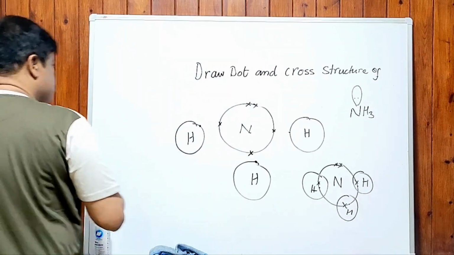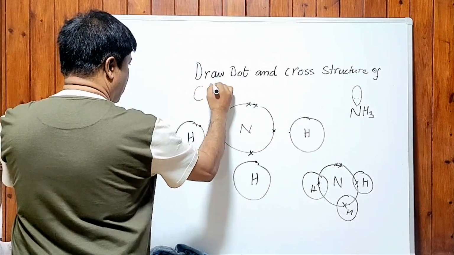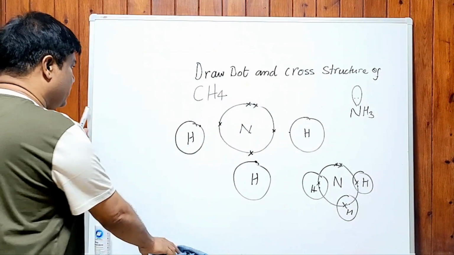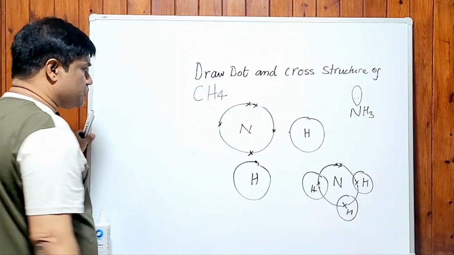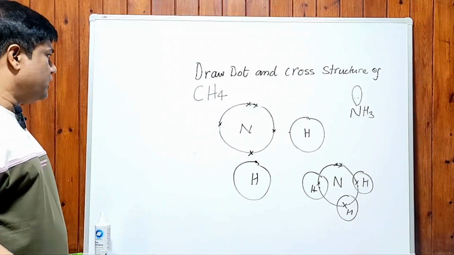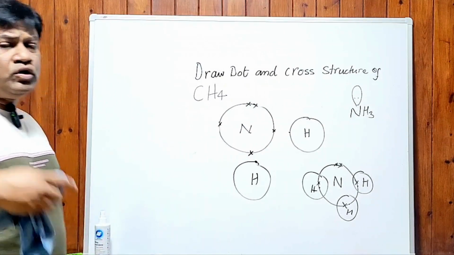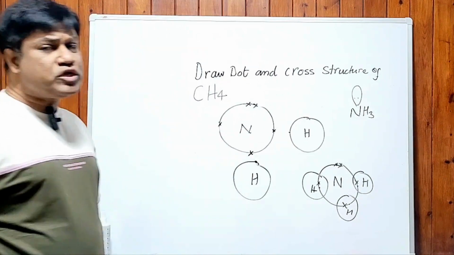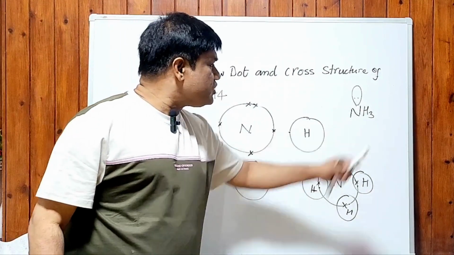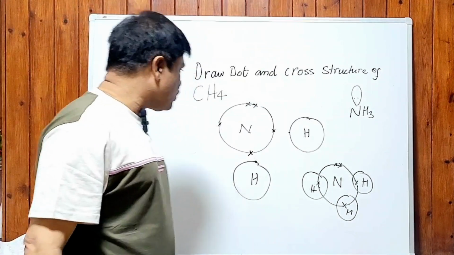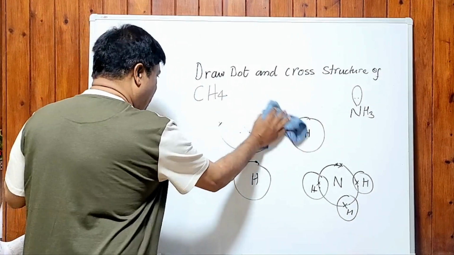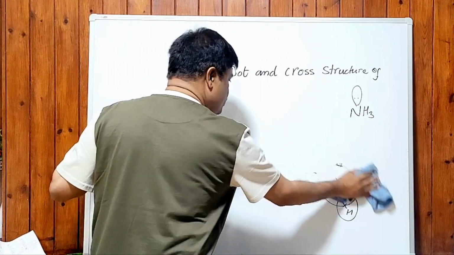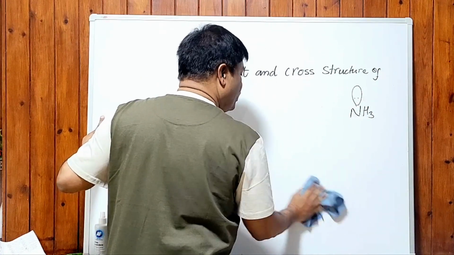CH4, methane. CH4, dot and cross structure of methane. And do you know why the formula is CH4? Because carbon needs 4 more electrons to complete its valency. That's why it shares 4 electrons from 4 hydrogen atoms. And you can ask why ammonia is NH3: because nitrogen needs 3 more electrons. In the same way, carbon needs 4 more electrons to complete its octet configuration, its full electronic configuration.